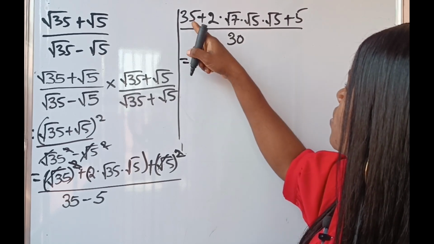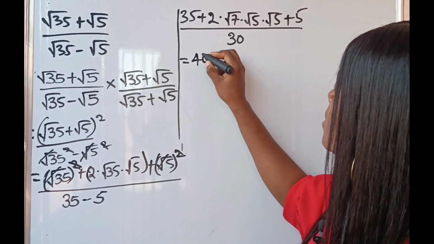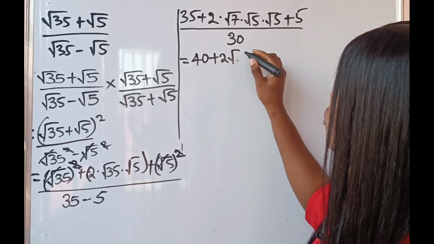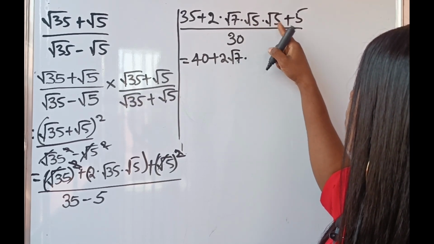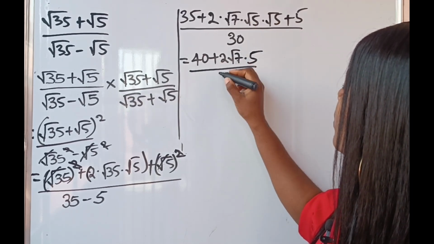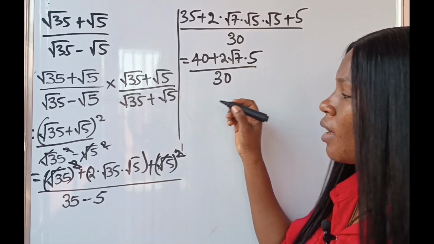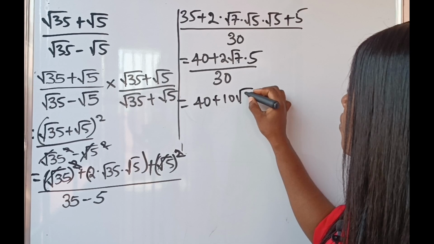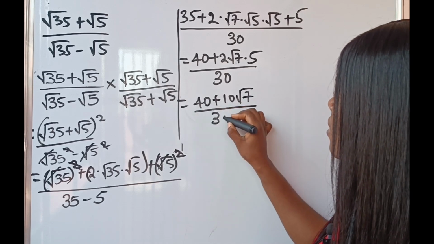So this is equal to 35 plus 5 will give us 40, plus 2 root 7 multiplied by root 5 times root 5 will give us 5, divided by 30. So this is equal to 40 plus 10 root 7 divided by 30.